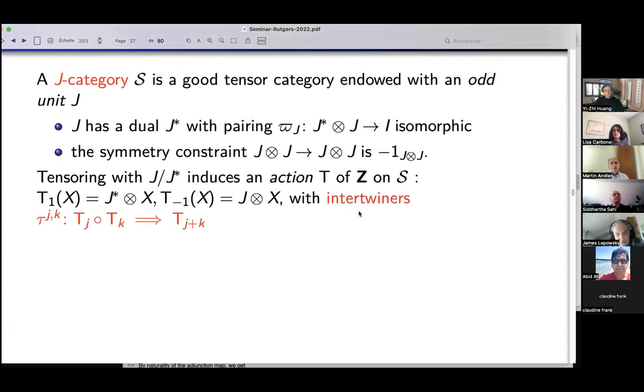So tensoring with J or J star induces an action of the group Z on the category S. An action, as we discovered at one point, is a complicated notion. I mean, Tn composed with Tm is not equal to Tn plus m, it's equivalent to Tn plus m. So you have intertwiners, which are natural equivalences: a natural equivalence Tj composed with Tk going to Tj plus k.